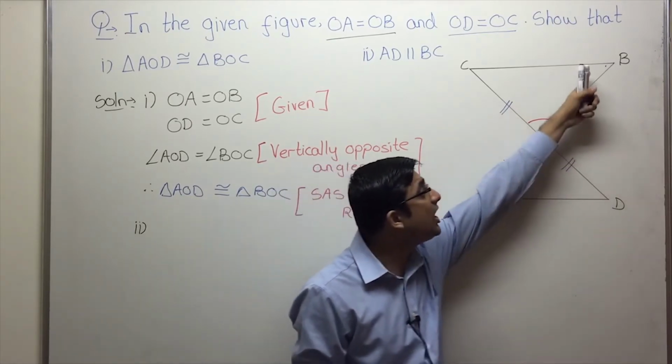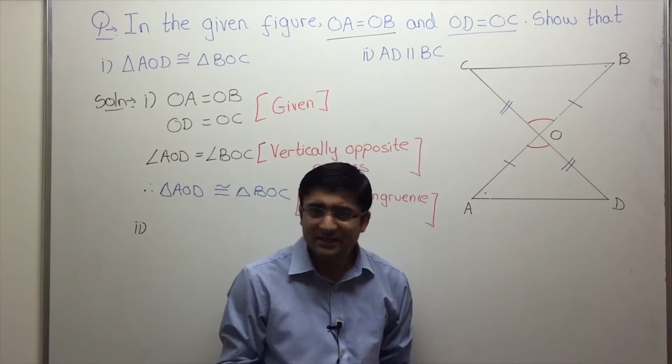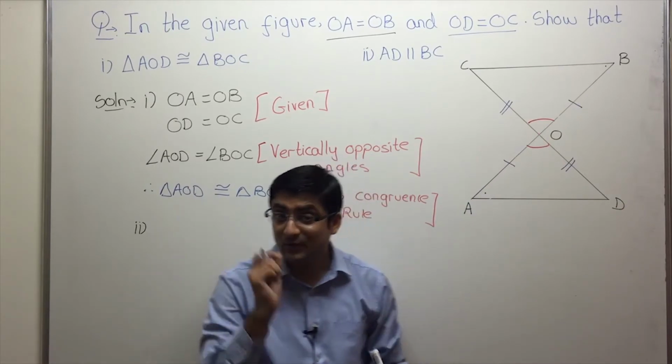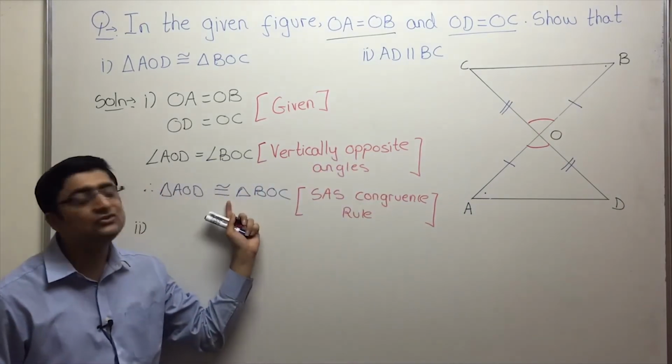Now the question is, how do I get these two angles to be equal? Is it given to me? No. So what do we use? Congruence. We just showed that these two triangles are congruent.